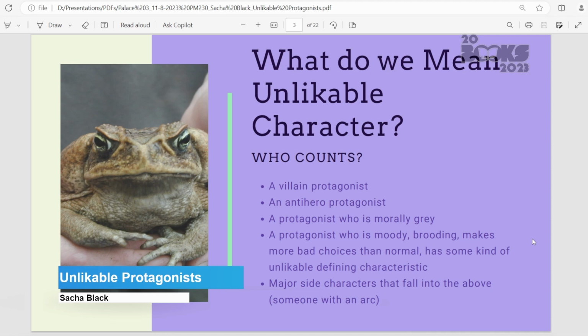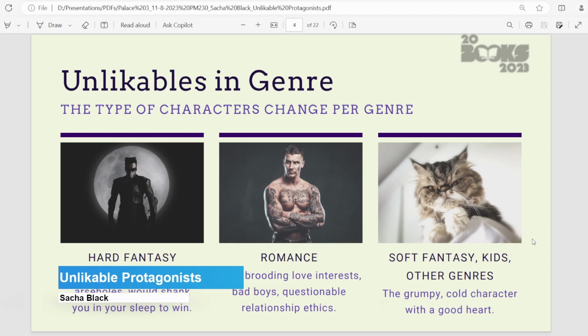All right, now that we know who we're talking about, let's define it a little bit more. For me, there are different types of unlikable characters depending on the genre. It's a bit of a spectrum from your seriously hard fantasy, where you are going to have actual people who would shank you in your sleep. Anti-heroes come under this banner, and you know, your truly, truly Joker-like protagonists.